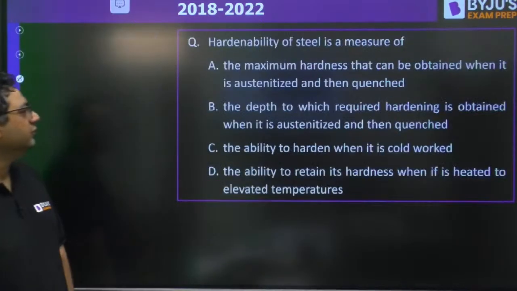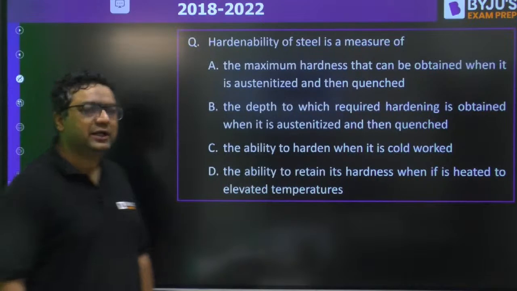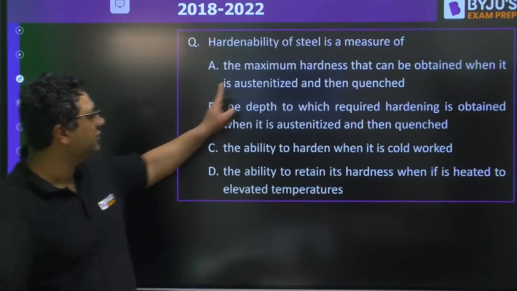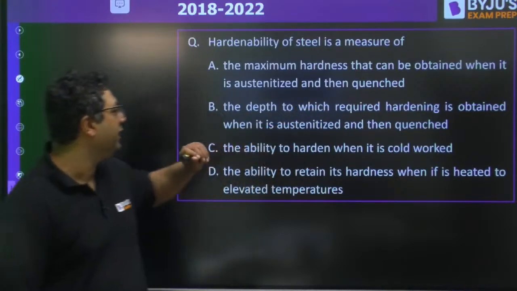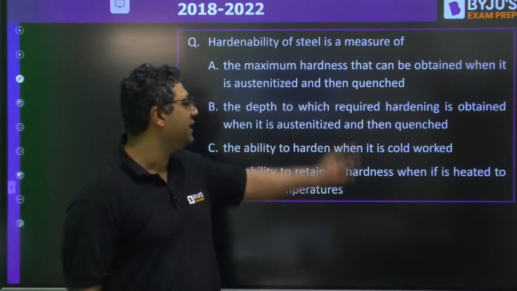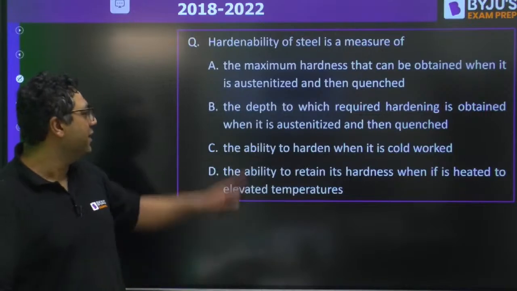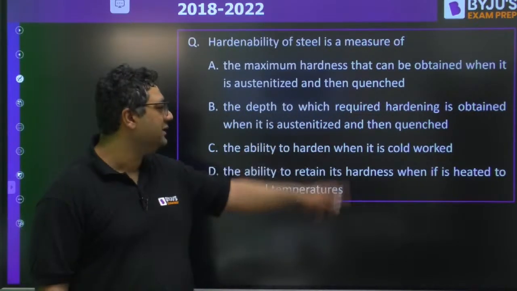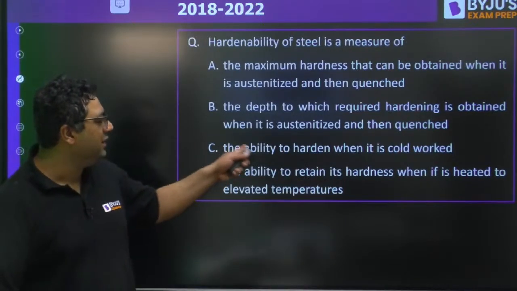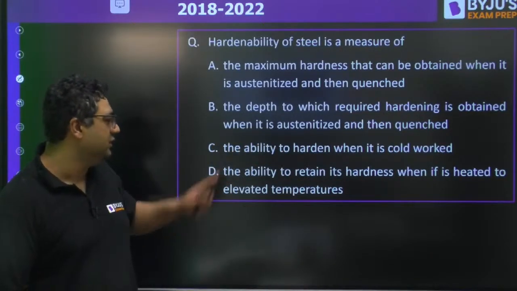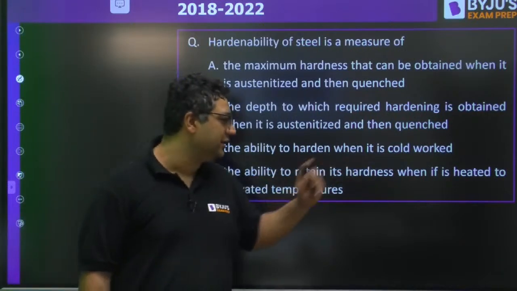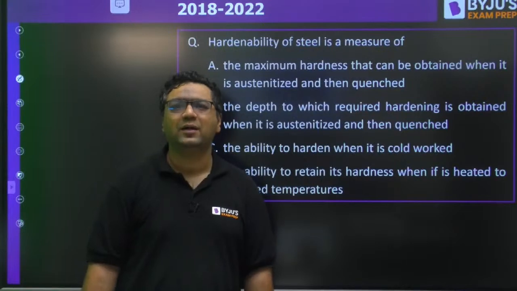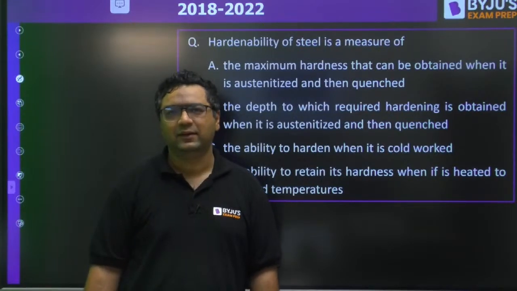Wonderful guys. This question is from heat treatment, hardenability of steel. Hardenability of steel is a measure of: the maximum hardness that can be obtained when it is austenitized and then quenched; the depth to which required hardening is obtained when it is austenitized and then quenched; the ability to harden when it is cold worked; or the ability to retain its hardness when it is heated to an elevated temperature. Which is going to be hardenability in this?